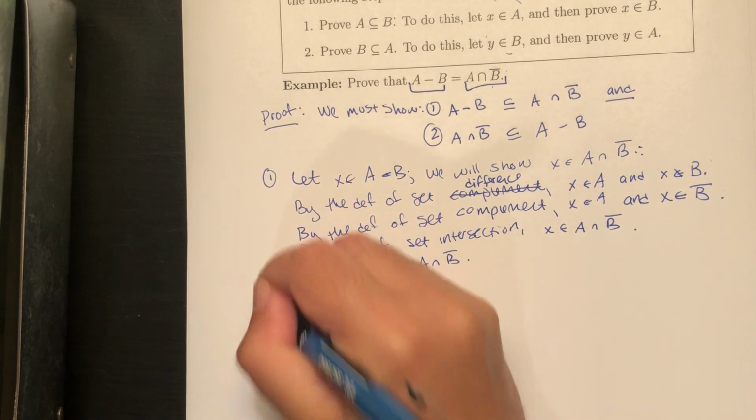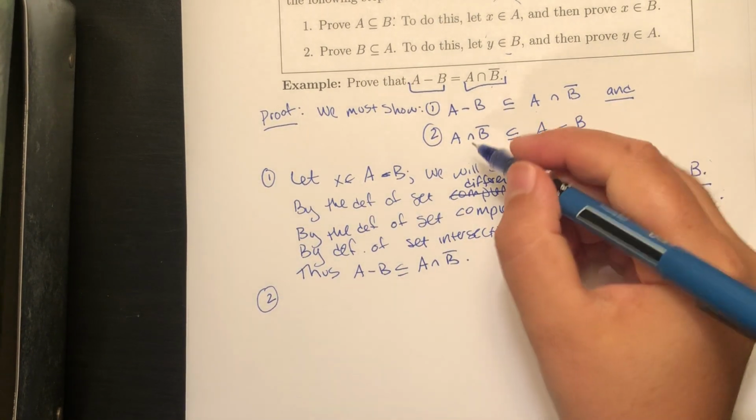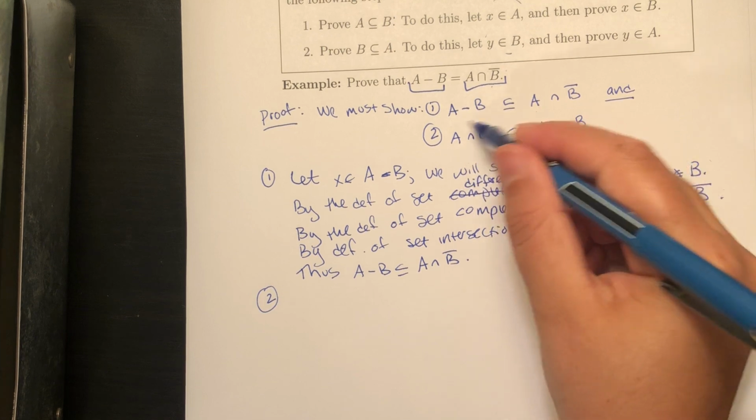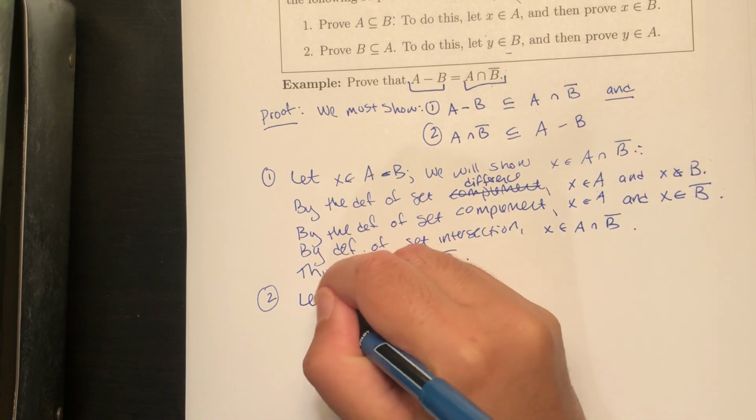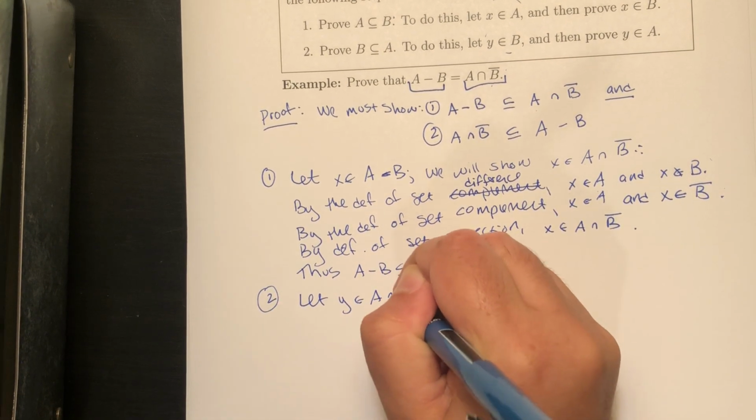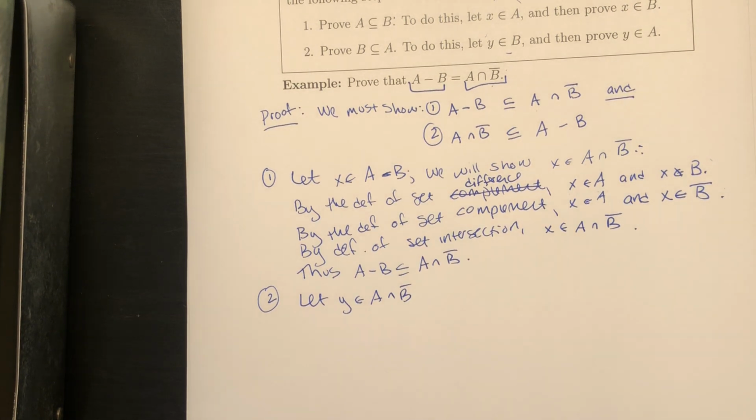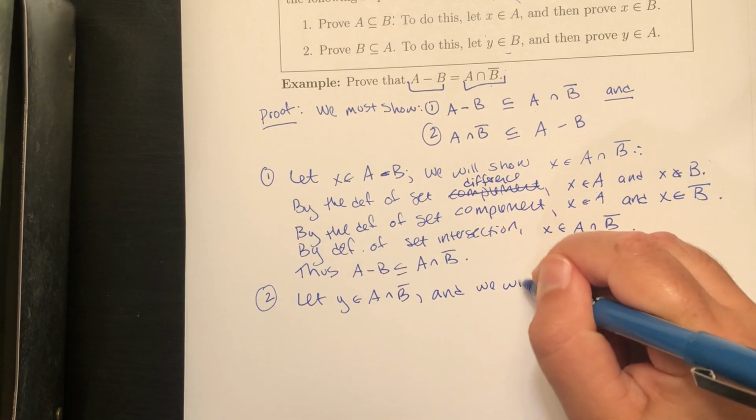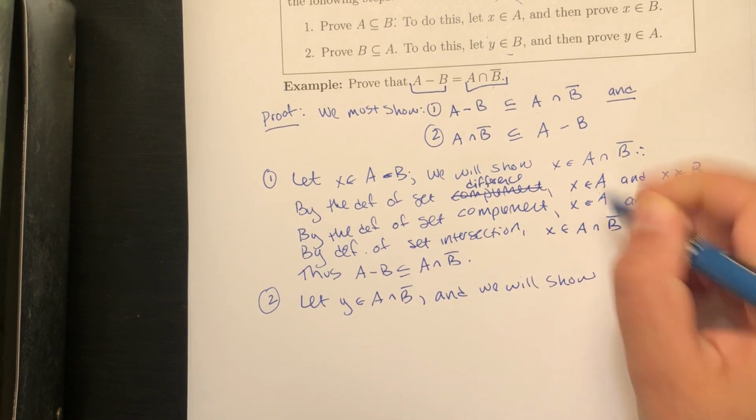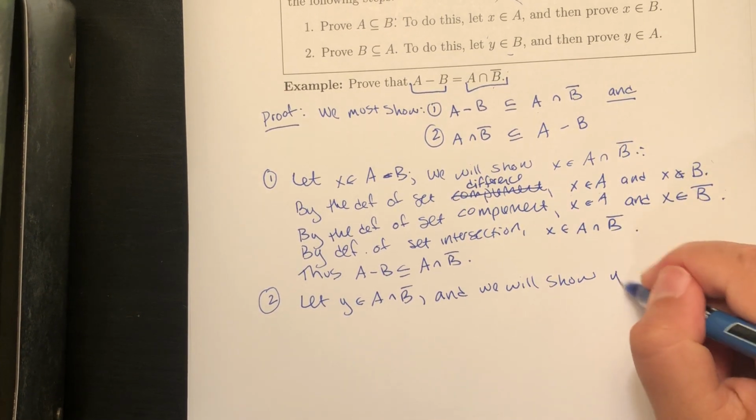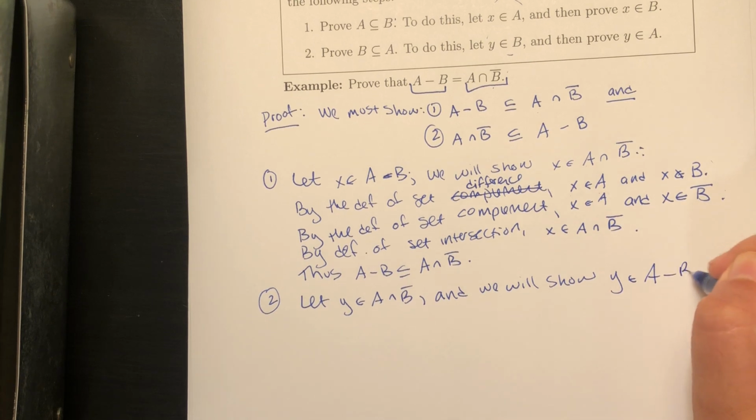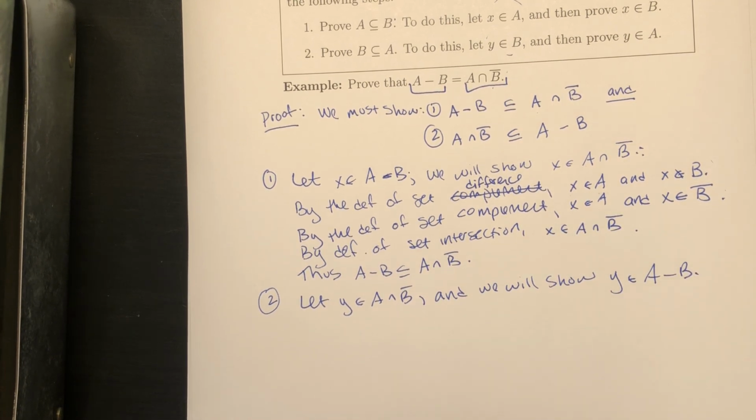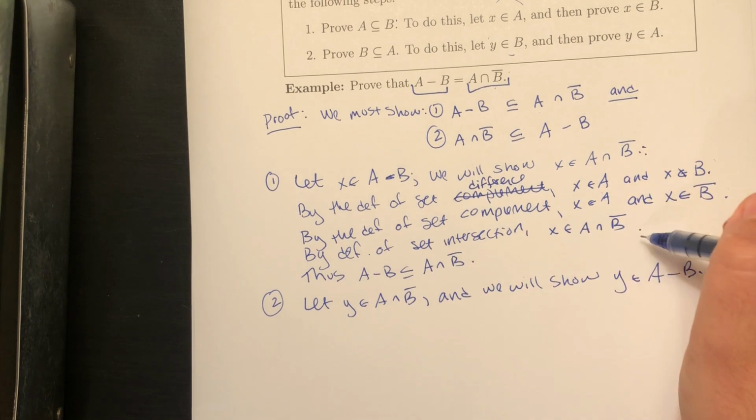Now the other way. All right, now we're going to let y be an arbitrary element of this first set. Let y be an element of A intersect B complement. And we will show that y is going to be an element of the second set. That y is an element of A minus B. As it turns out, this is going to be really the same reasoning, just going the other way. Essentially, we're just reading these reasonings off backwards.